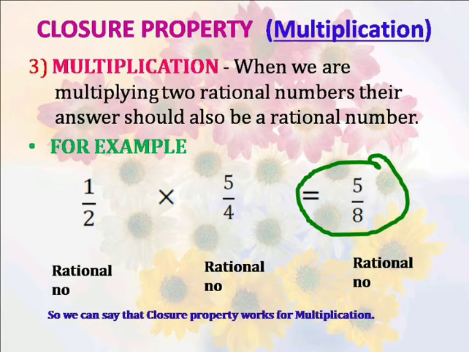Number 3. Closure property for multiplication. Closure property for multiplication says that when we are multiplying two rational numbers, the answer should also be a rational number. For example, 1/2 and 5/4 are rational numbers. When we are multiplying 1/2 into 5/4, the answer 5/8 is also a rational number. So we can say that closure property works for multiplication.